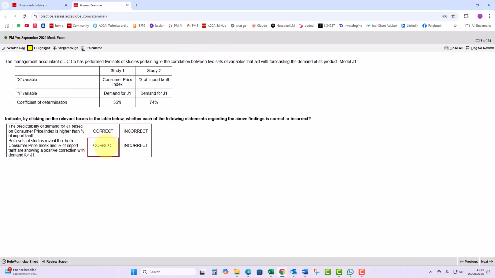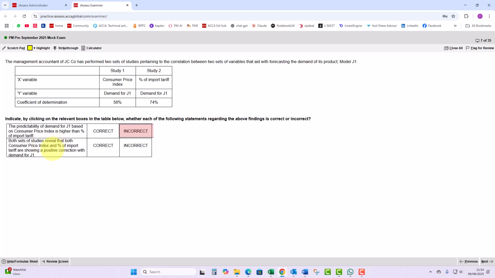For each of these we need to say whether it's correct or incorrect. So the predictability of demand based on consumer price index is higher than import tariff. Well, here's study 1, which is the consumer price index, and here's the import tariff. The coefficient of determination is the measure by which we can predict, and it's actually lower for CPI than it is for tariff, so that one's incorrect.